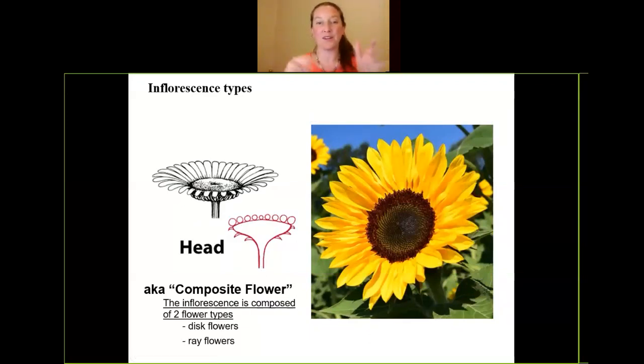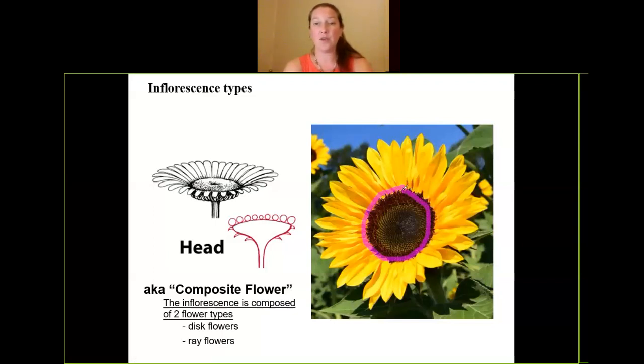So a sunflower is what we call a composite flower. And believe it or not, a sunflower is an inflorescence. It's not one flower. It's actually many, many, many flowers, which I think I talked about when we were looking at the time lapse of sunflower. But basically, there's two types of flowers on a sunflower. So it really should be called a sun inflorescence, not sunflower.